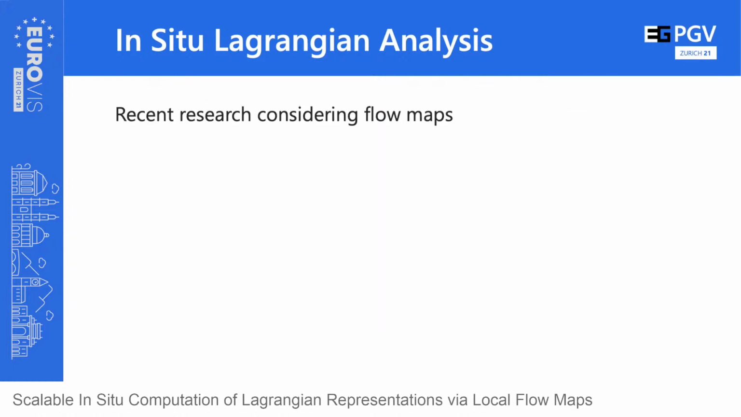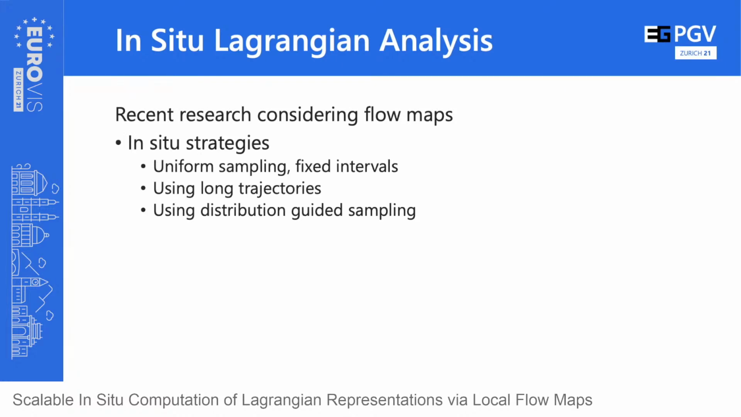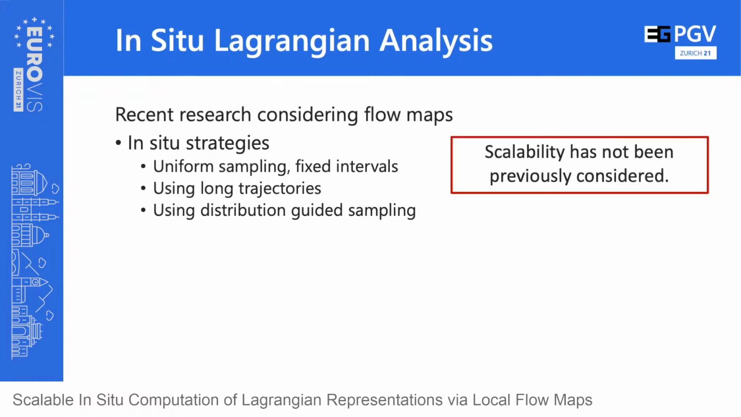There have been several works advancing various aspects of in situ Lagrangian analysis. A few works have proposed in situ strategies to extract flow maps, essentially sampling techniques. These have considered uniform sampling with fixed interval lengths, using long trajectories with multiple points stored along the curve, and distribution-guided sampling as well. Considering the latter two were only demonstrated on a single node, none of these works have truly addressed the scalability of performing this in situ analysis task.